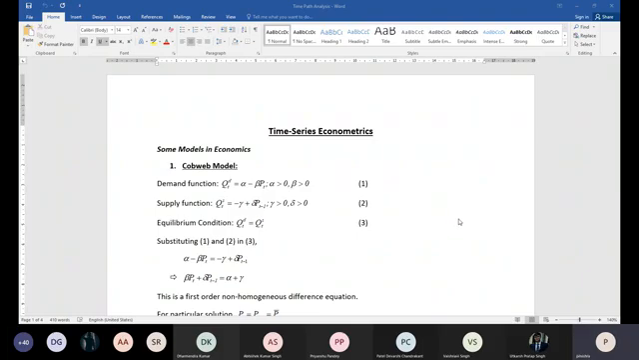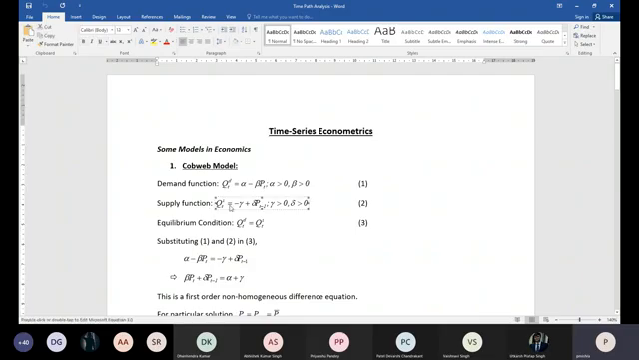Suppose let us start with the cobweb model. See the interesting part here. Here we are saying quantity demanded in year t is a function of price of that year. And we are assuming that as the price goes up, quantity demanded will go down. So this is the demand function. So we assume both alpha and beta to be positive.